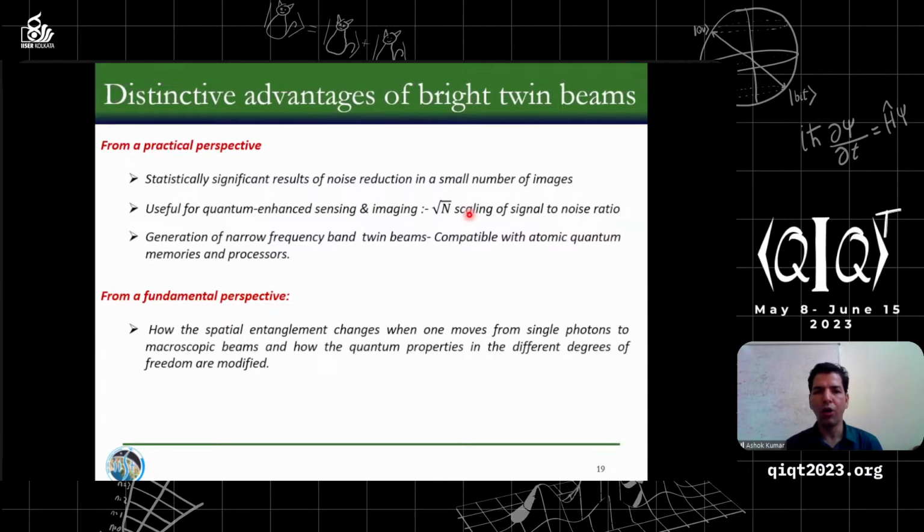On the other hand, we are generating these bright twin photons with an atomic system. That can have another added advantage: if somebody in future wants to store these kinds of photons in quantum memories which are based on atomic systems, then these photons can be compatible with the atomic-based quantum memories. And this, from a practical perspective, has a lot of significance.